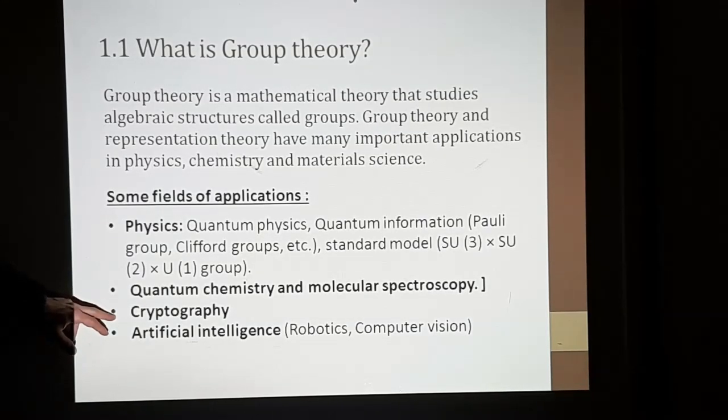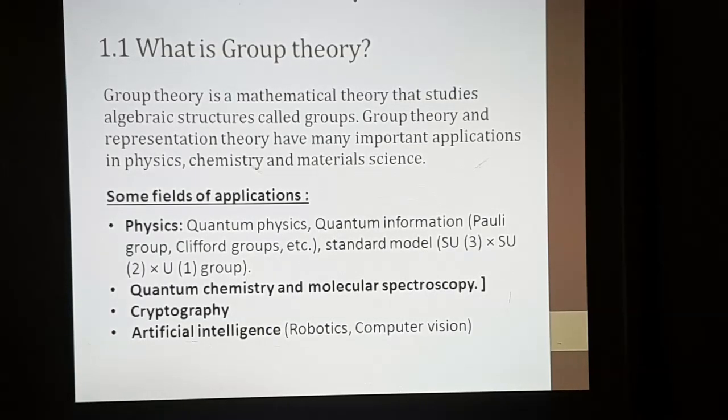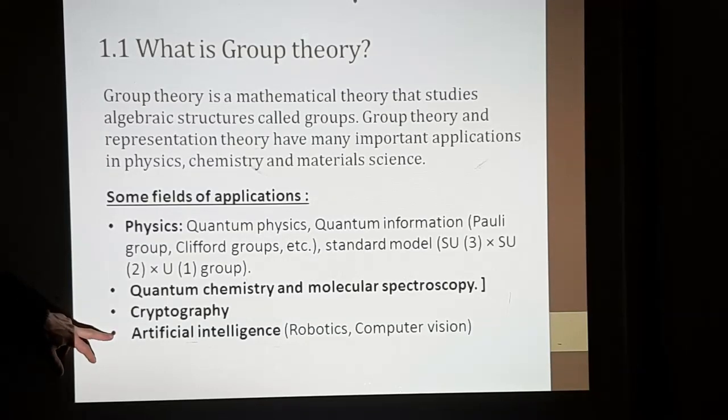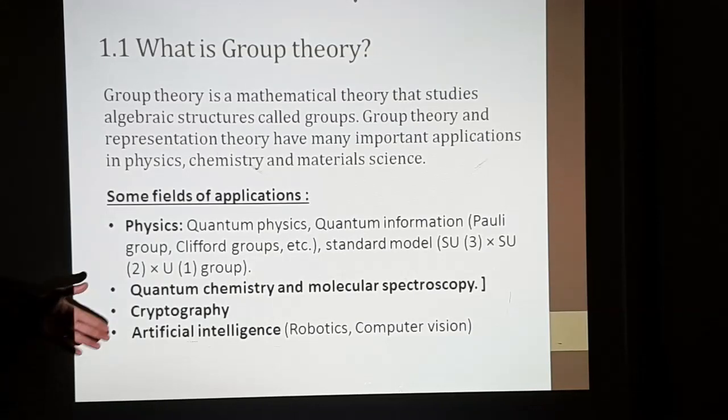Group theory is used also in cryptography. And now a new domain of application of group theory is artificial intelligence. It is used also in computer vision and robotics. These are new applications of group theory, some new research articles in this domain use group theory.